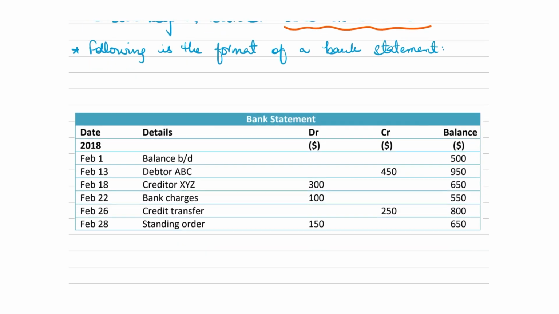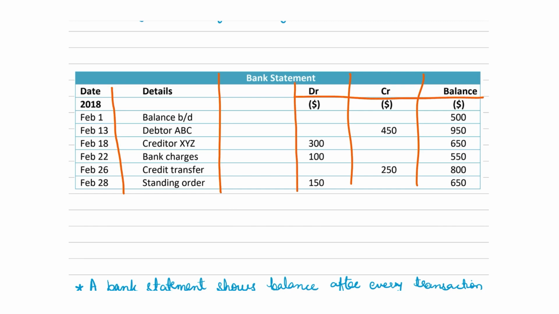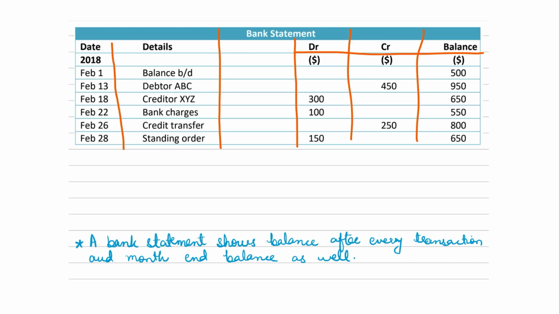And how is a bank statement prepared? It looks like this. It is prepared in 3 columns. The first part shows the date of transactions. The second part shows the details, that is, what were the accounts involved in the bank statement, and then 3 columns are of debit, credit, and the balance column. So the bank statement shows the balance after every transaction, not just at the end of the month.